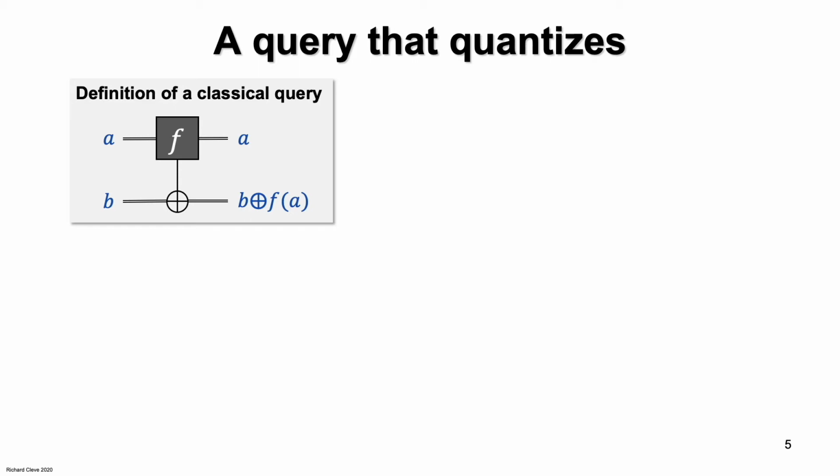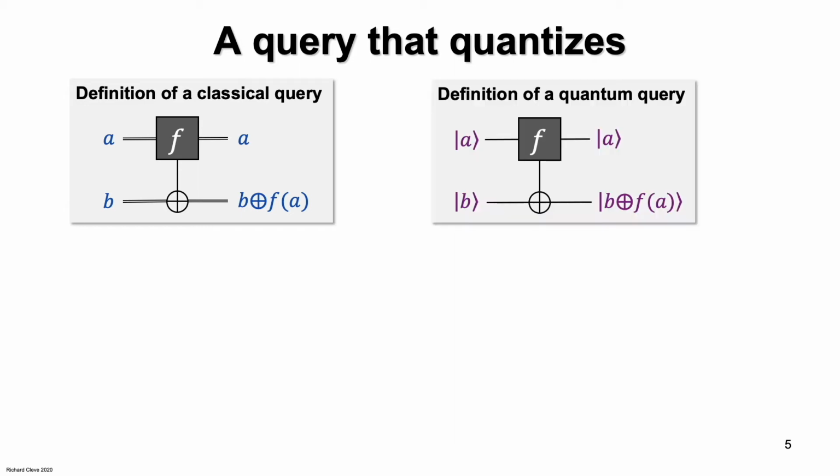It's easy to see that this 2-bit operation is a bijection, whether or not f itself is a bijection. One way to see this is to think about what the inverse mapping is. Based on classical queries in this form, we can now define quantum queries in this manner for computational basis states, and this extends to a unitary operation for all of the 4 functions f.